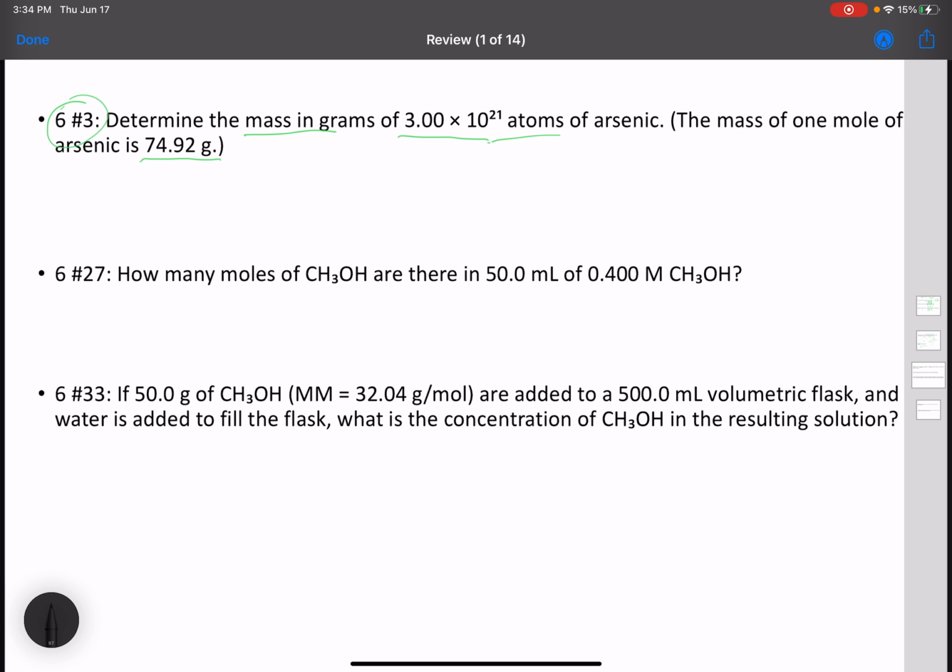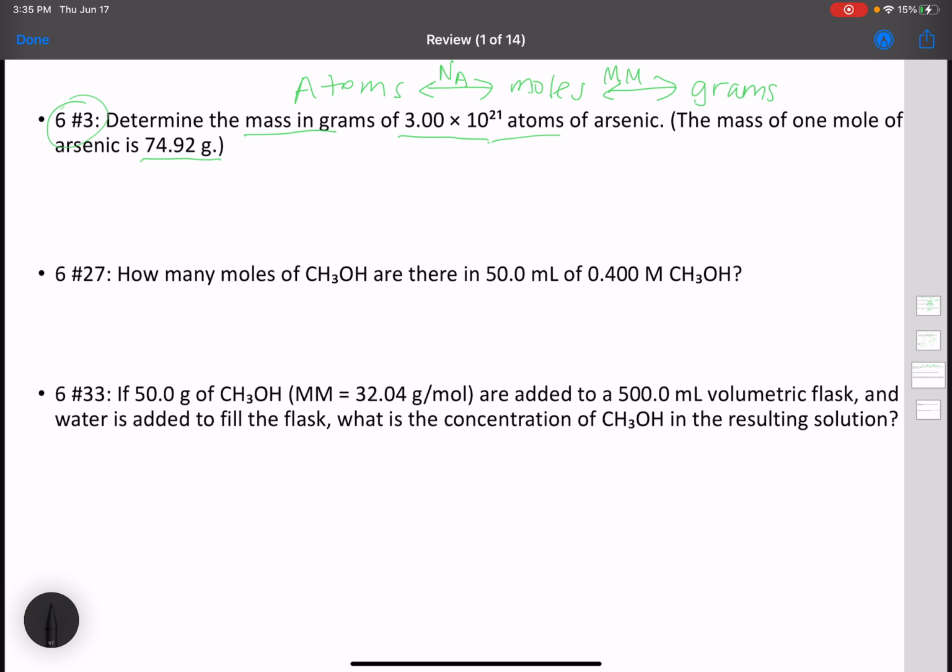So determine the mass in grams. In this problem, we want to use this sort of guide pathway. So we go from atoms to moles to grams. And we can go in the reverse direction as well if we need to in a problem. In order to go from moles to grams, that's where we use the molar mass. And in order to go from moles to atoms or atoms to moles, that's where we use Avogadro's number, 6.02 times 10 to the 23rd.